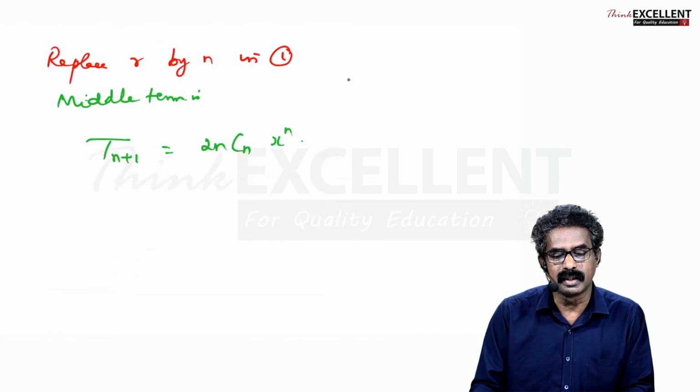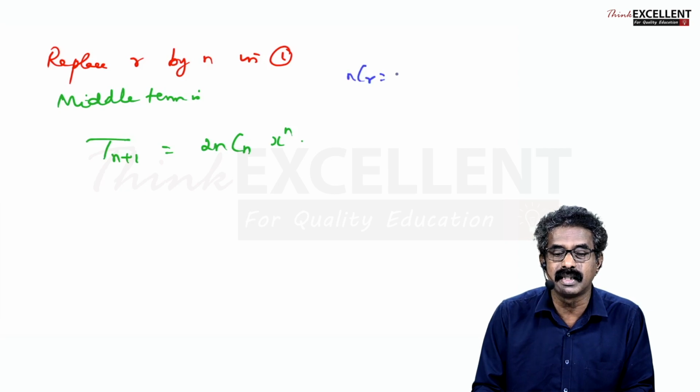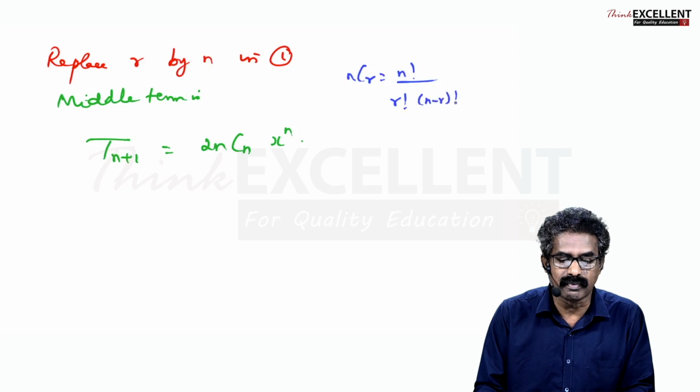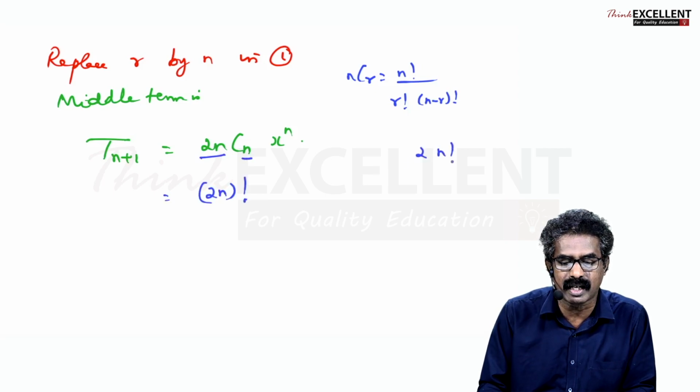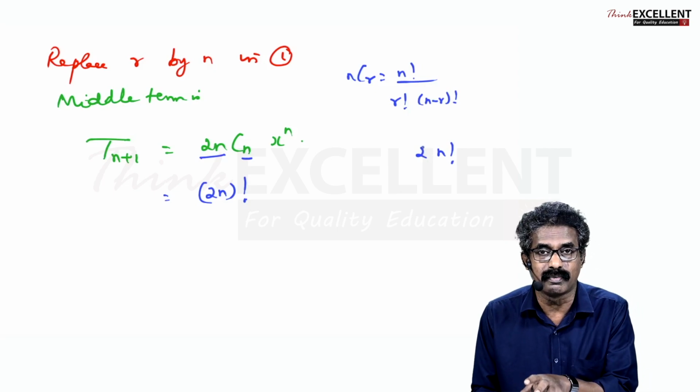Now only you need the formula for nCr. What's the formula for nCr? n factorial by r factorial into n minus r factorial. See? So this is of the type nCr. So 2n factorial, put a bracket, otherwise if you write 2n like this, 2 into n factorial, factorial is only for n.